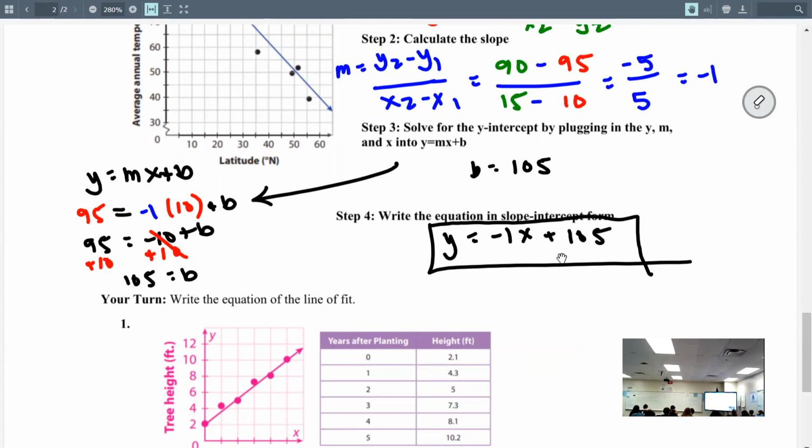All right, so try the one underneath it, the your turn. Don't pack up until 10:54, okay? Just do as much as you can on the your turn.